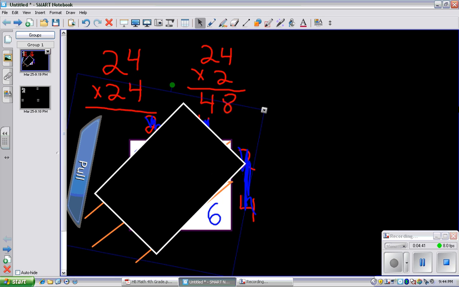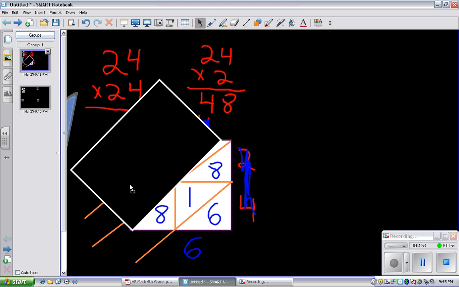So now I'm going to add up each of my diagonals. In my first diagonal, all I have is a 6, so I can write the number 6. Now I need to take my piece of paper and move it up to my next diagonal.